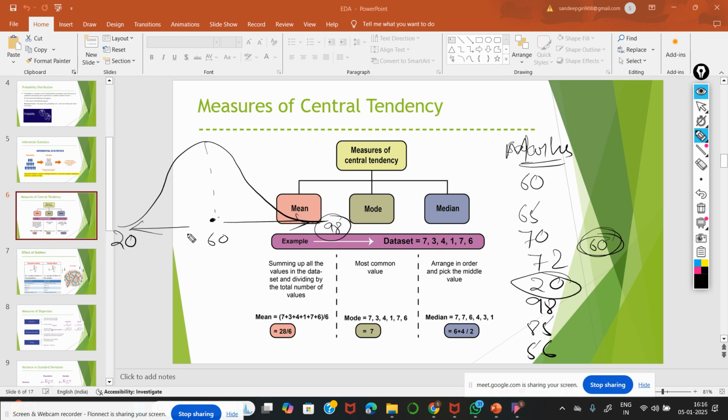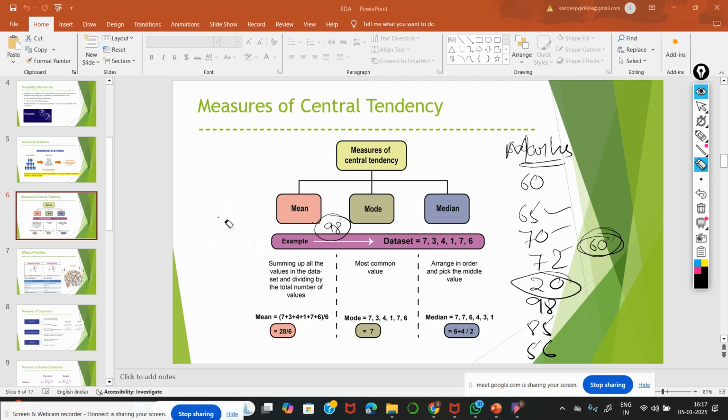I would say that most of the people out of this particular data have secured marks around 60. For example, 65, 70, 72, they are around 60. But there are some people who have secured marks very far away from your mean position, is not it? That means the variance is there.